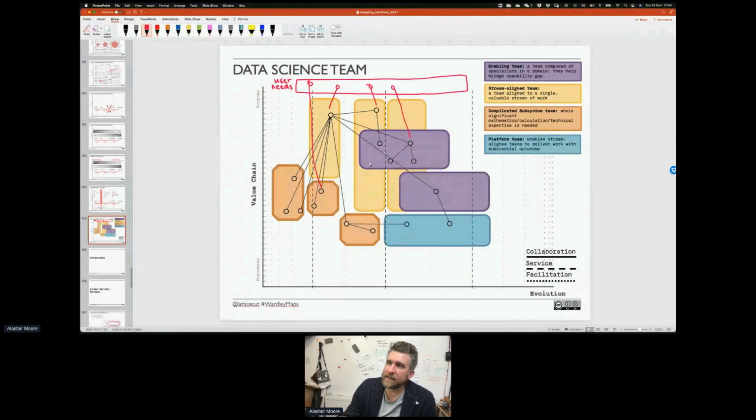I've got an enabling team, which is basically a data science practice, so that the data science tooling and methodology is shared across the team properly. And I've got one on software engineering to help with deployment and scaling of these systems, etc.